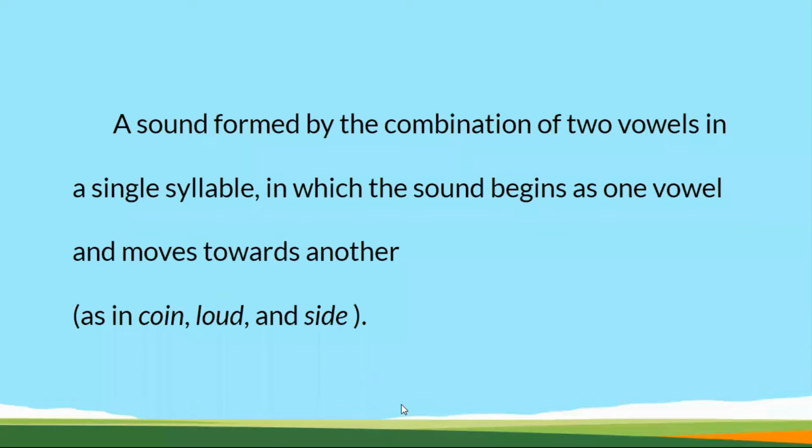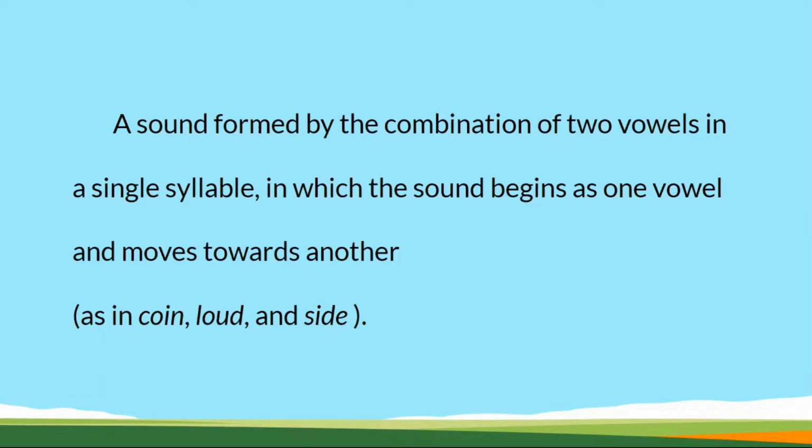Diphthongs are a sound formed by the combination of two vowels in a single syllable word. As it is clearly explained, a sound formed by the combination of two vowels. Wherever you can see two vowels in a single syllable word, it is called a diphthong. These two vowels give one sound. These two vowels jointly make one sound.